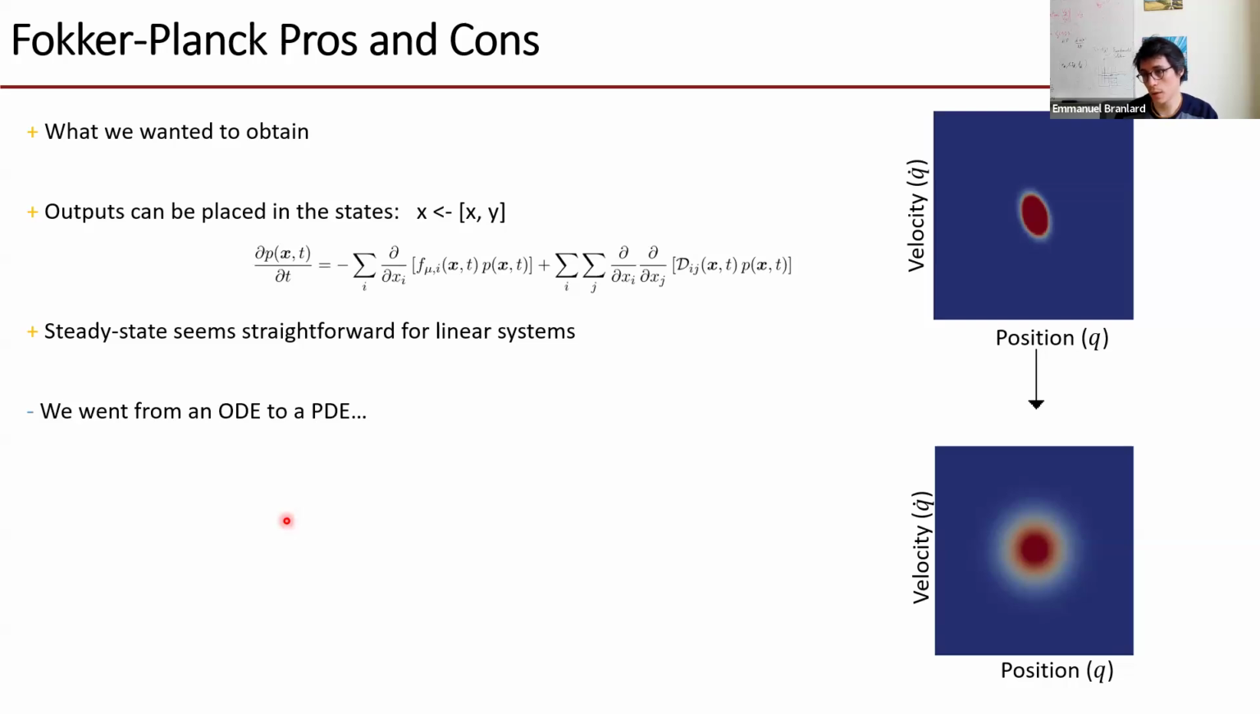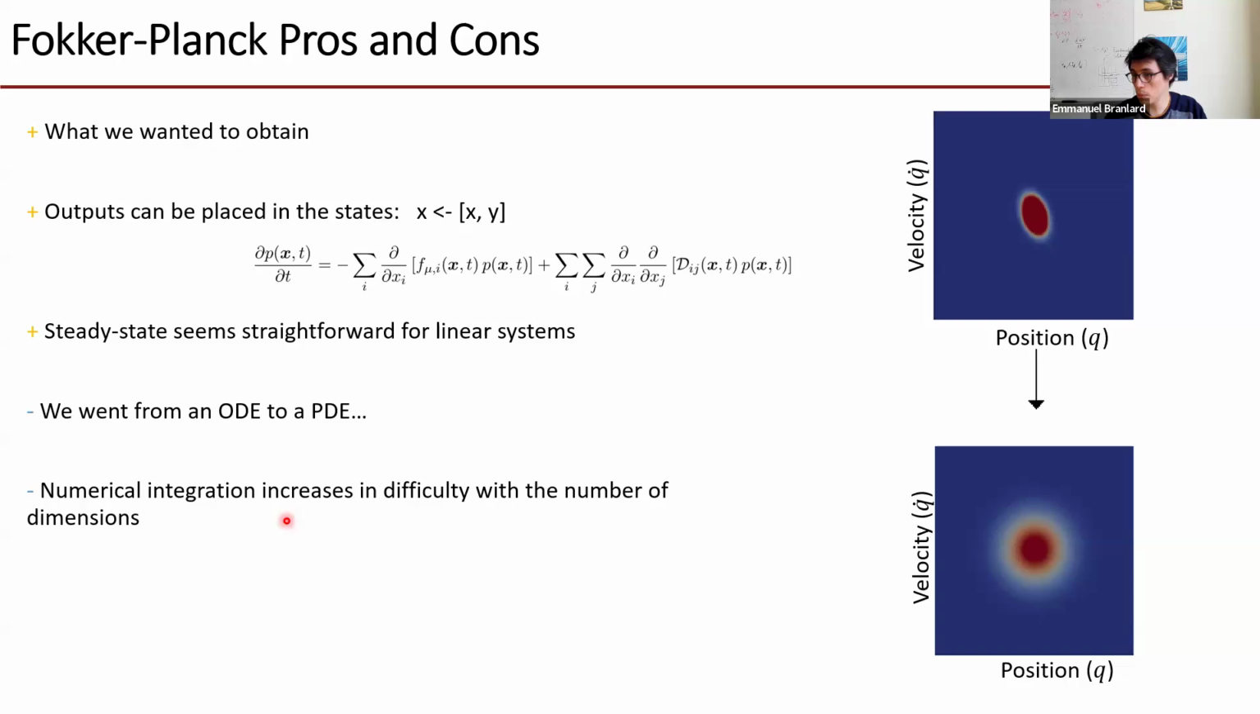Again, some of the cons now is like we went from an ODE to a PDE. So that actually creates a problem when we try to do numerical integration, because the more states we have, the more difficult it is to integrate this PDE. It seems to work fine for a few degrees of freedom. If we have thousands of degrees of freedom, or even if we have maybe 20 degrees of freedom, that's when we'll have to give up on this method because it's going to be way too costly to implement.